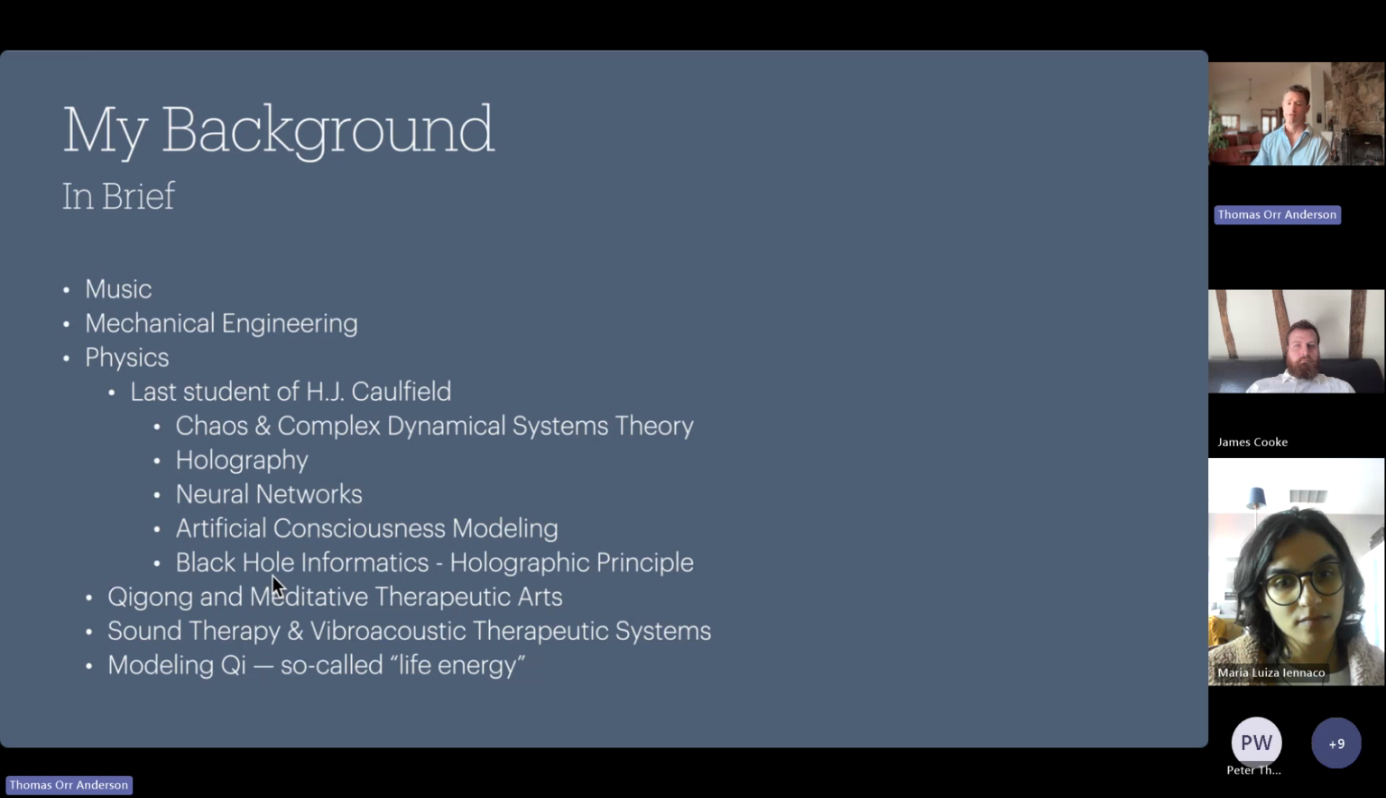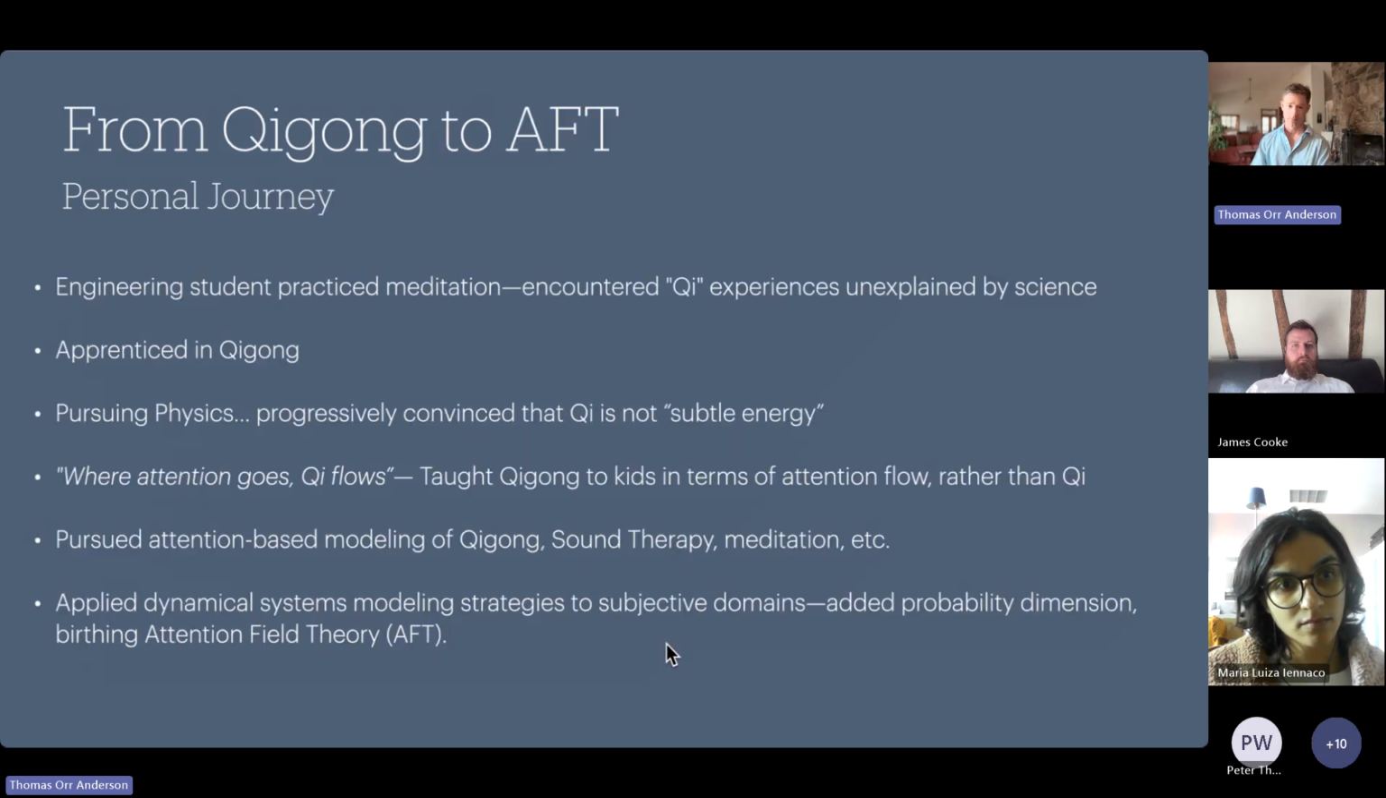Also, my whole adult life has been largely built around practice and study of Qigong and various other meditative therapeutic arts. I'll explain some of that as we proceed. And sound therapy, using sound and vibration to achieve therapeutic outcomes. And in the background of all of this, I've been striving to find a way to model these experiences, typically called qi, in a way that's genuinely coherent, that fits the facts. And that is a lot of what led to this framework.